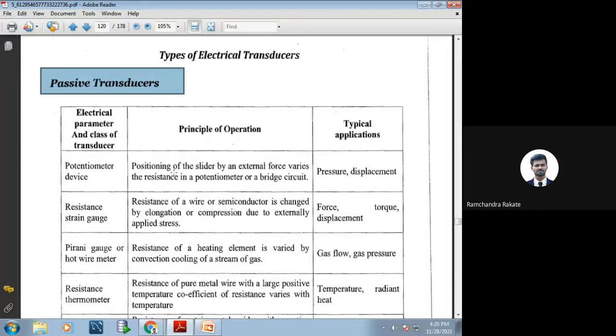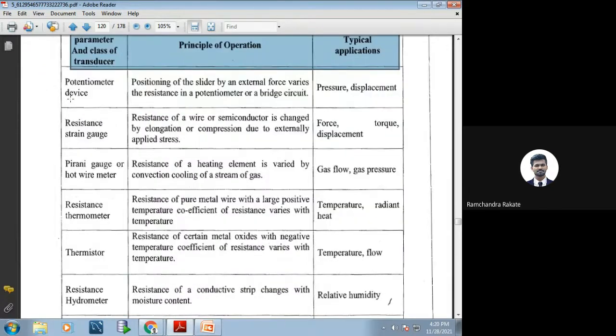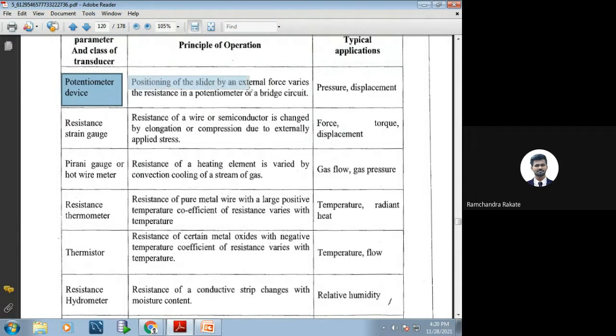Perfect, you have read this. So these are the passive transducers we have. These are the electrical parameters and classes of transducer, and principle of operation. So let us see this one by one. First is the potentiometer device. As a start, we have discussed the potentiometer method. So what will be the operation? Positioning of the slider by an external force varies the resistance in a potentiometer or a bridge circuit. Typical applications are pressure and displacement.